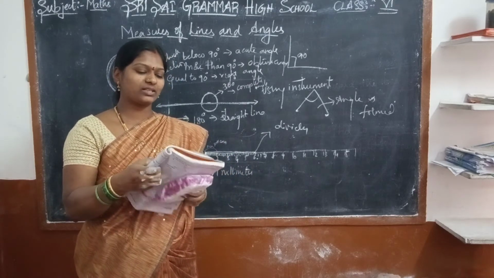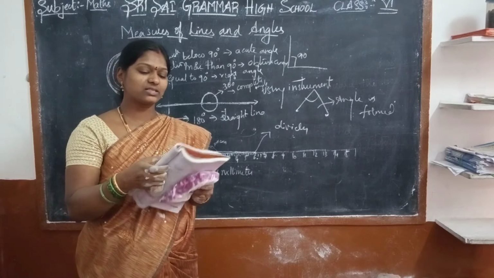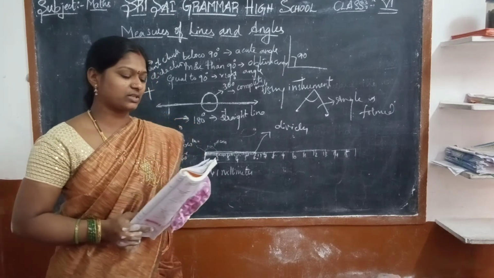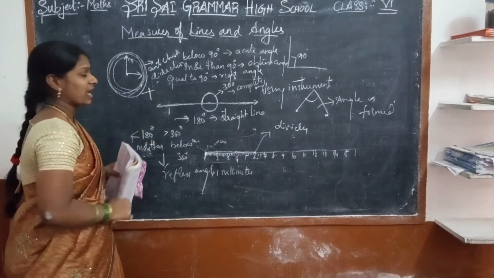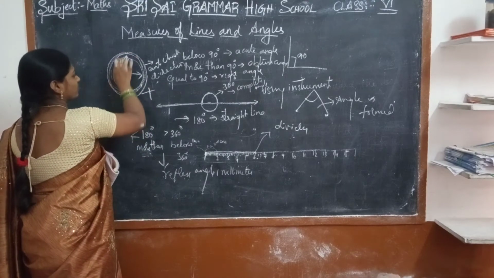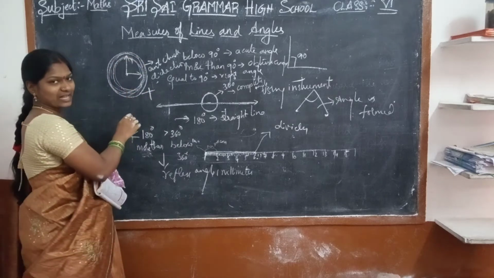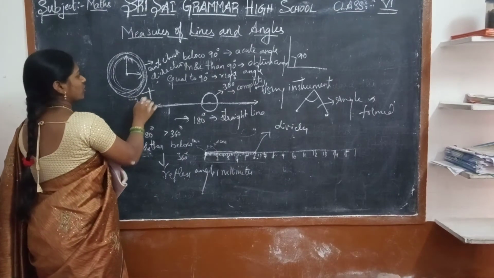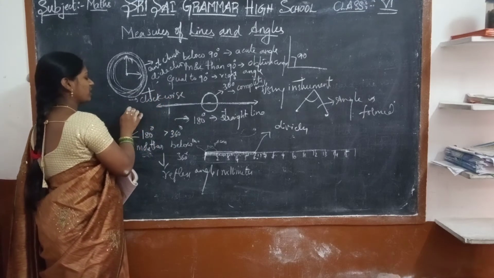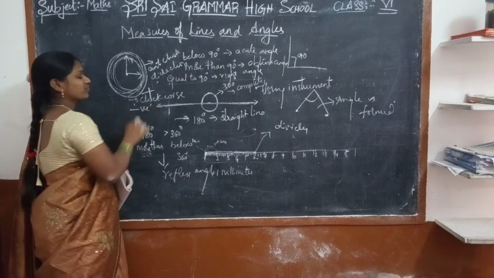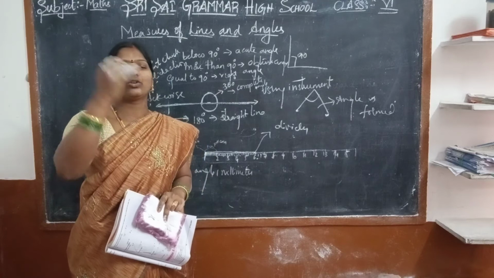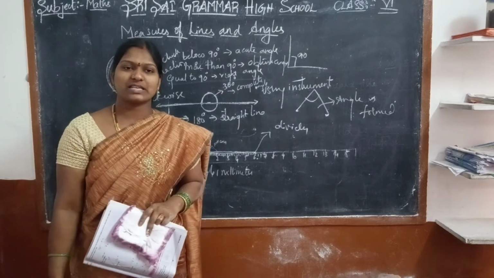The angles where the ray moves in the direction of the hands of the clock are called clockwise. When the angles are moving in the clockwise direction, the measure will be negative. When they rotate anti-clockwise, the measure will be positive, and when they rotate clockwise, the measures will be negative.